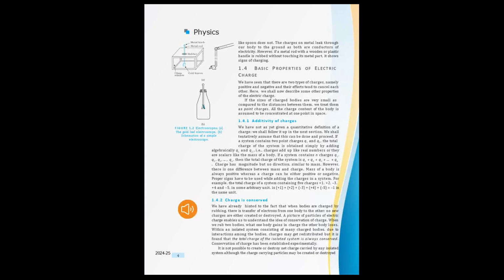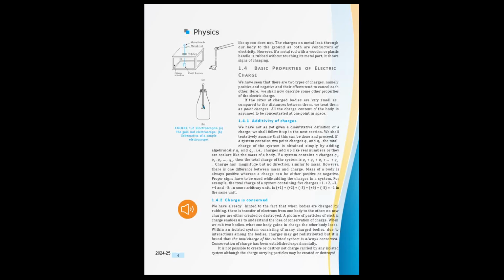Additivity of charges. This is the first basic property of electric charge. We have not as yet given a quantitative definition of a charge. We shall follow it up in the next section. We shall tentatively assume that this can be done and proceed. If a system contains two point charges Q1 and Q2, the total charge of the system is obtained simply by adding algebraically Q1 and Q2.